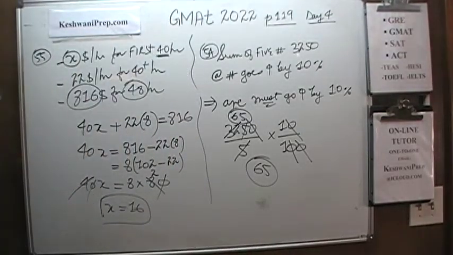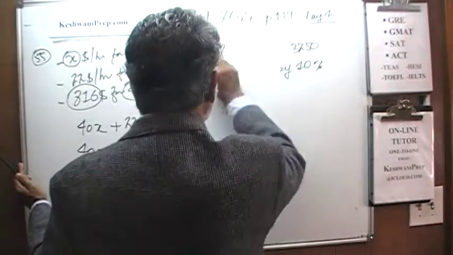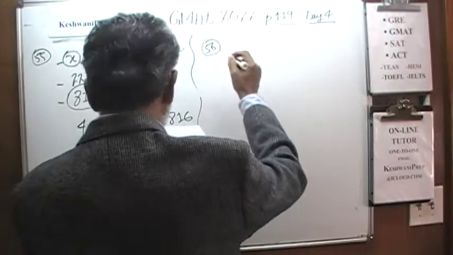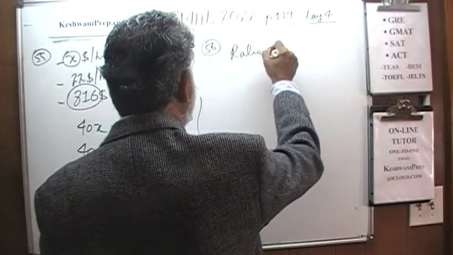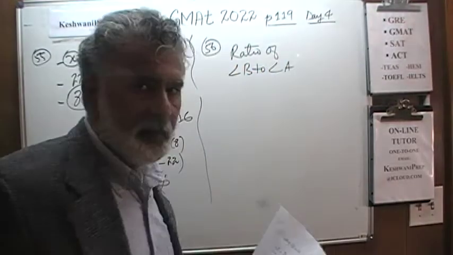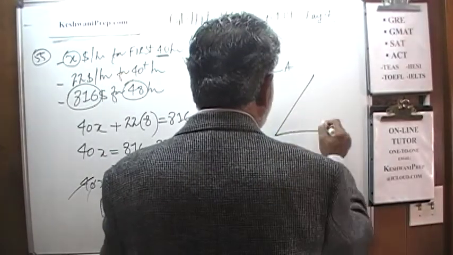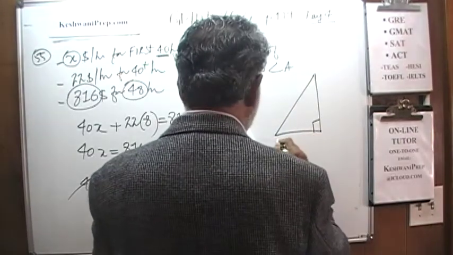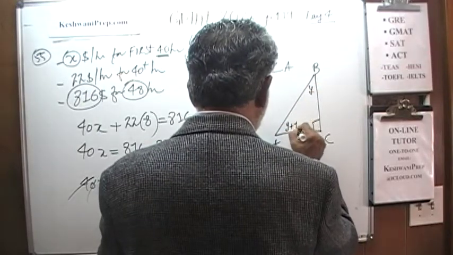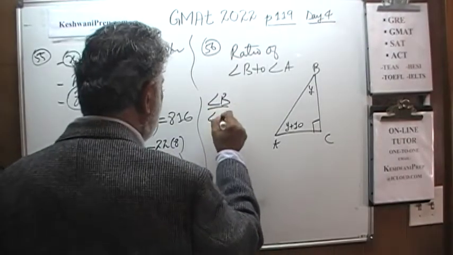Number 56. Number 56. In number 56, we are given a triangle and we are asked to find the ratio of angle B to angle A. Pay attention, they are looking for the ratio of B to A, not A to B. Pay attention. This is a triangle, this is angle A, this is angle B, this is angle C. We are told this is Y and we are told that this is Y plus 10. What's the ratio of B to A? Angle B to angle A.